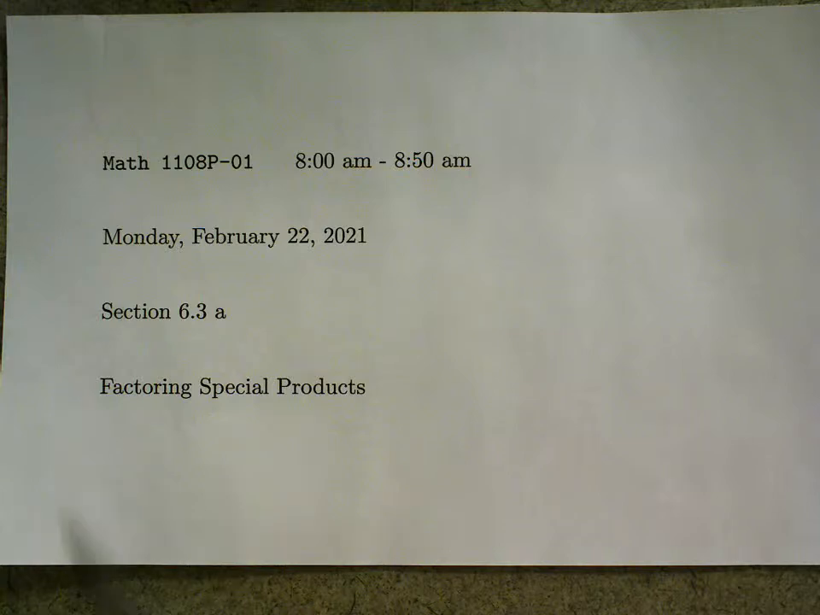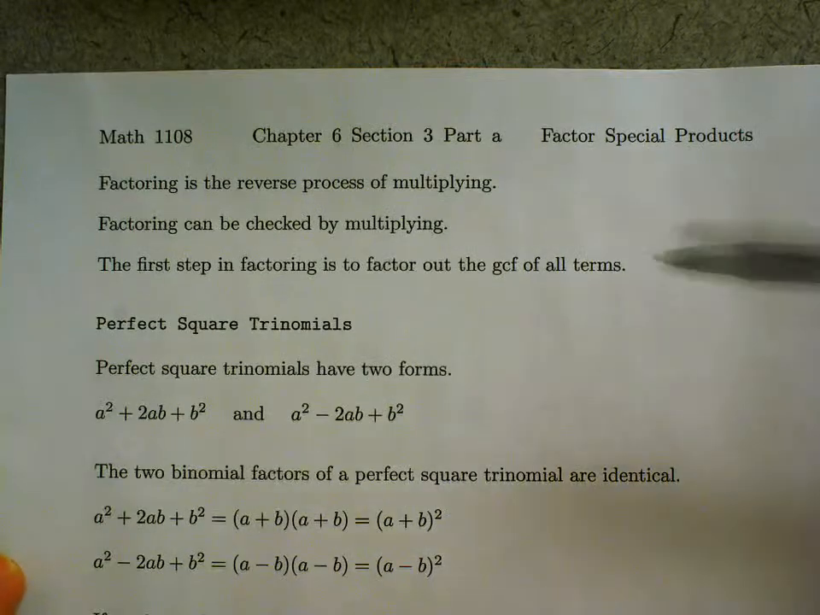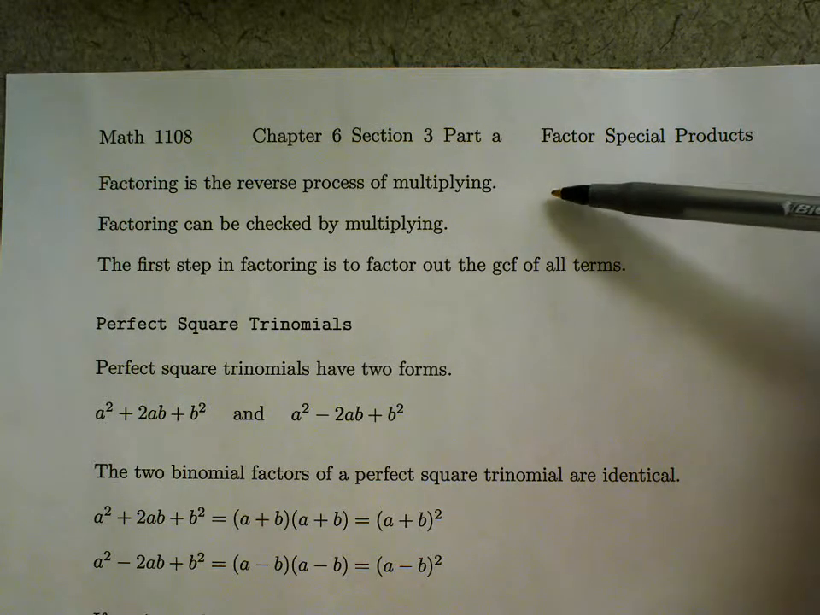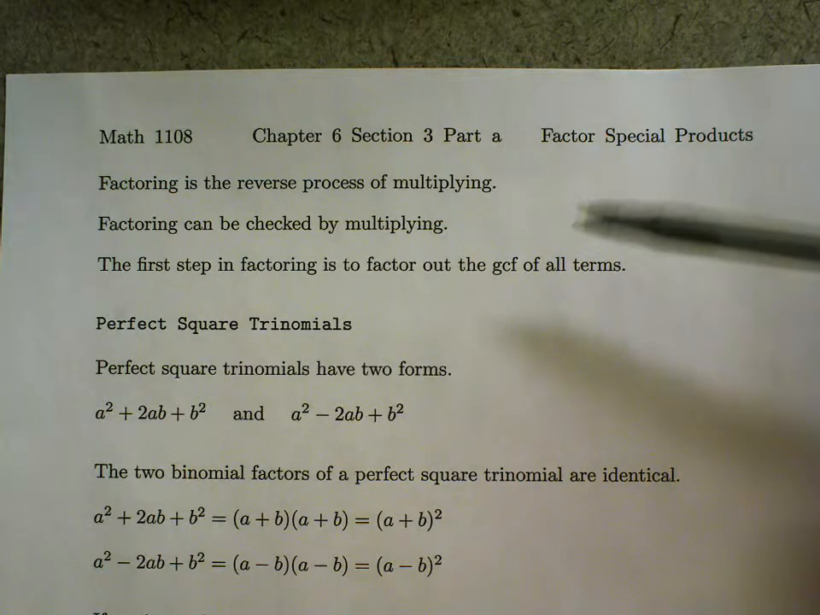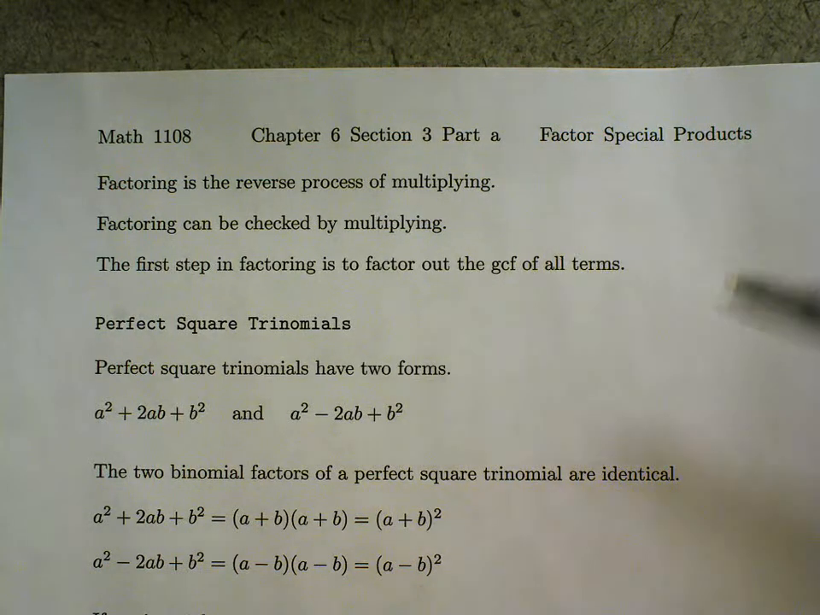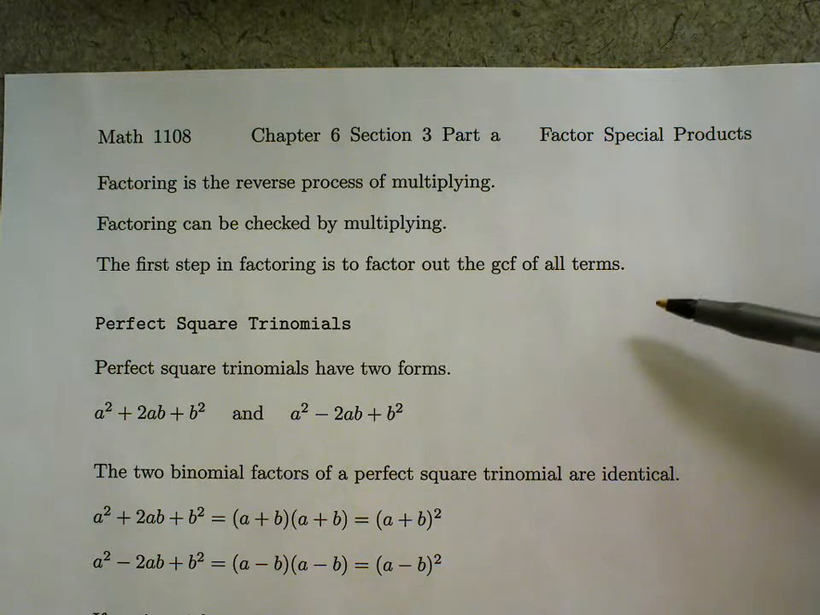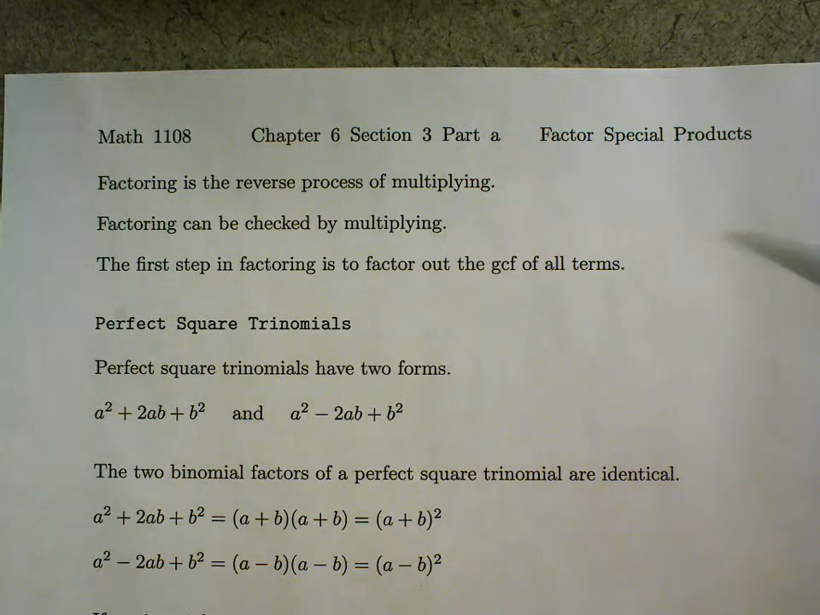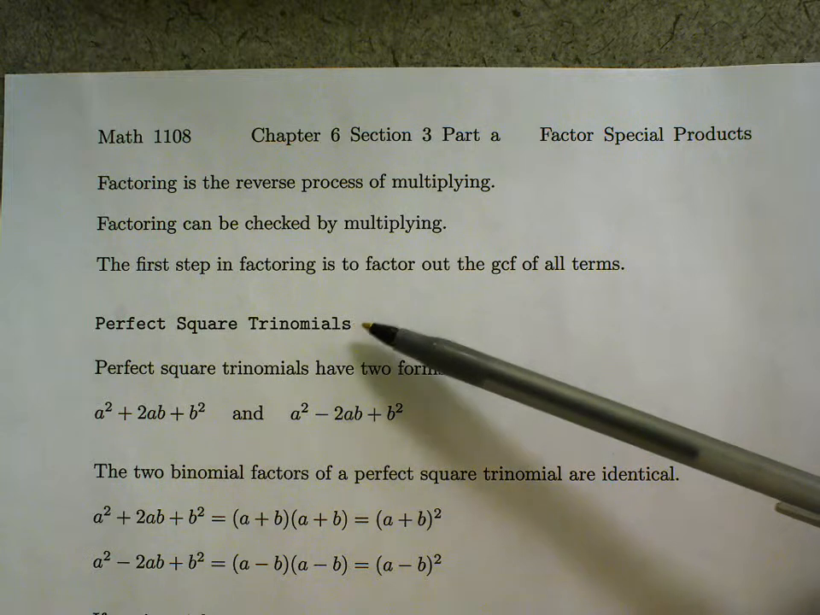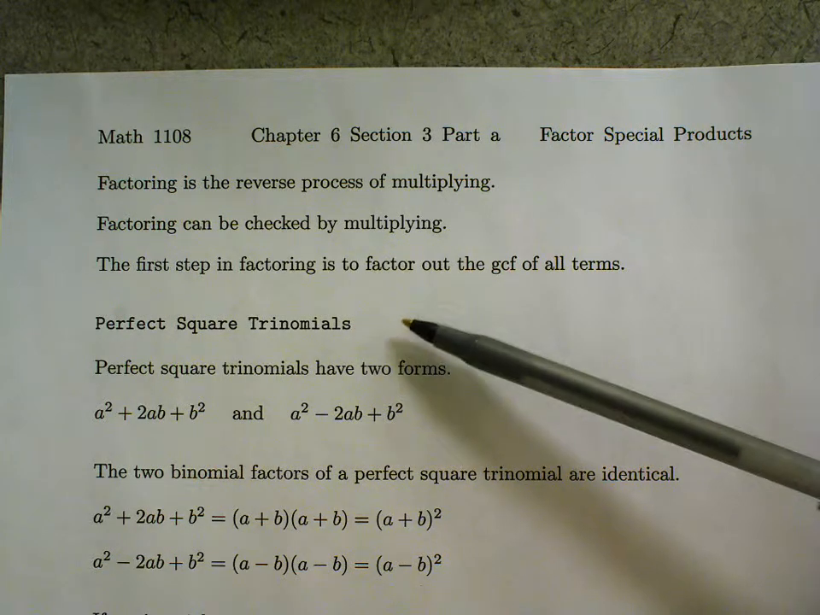Today we'll be in section 6.3 in the first part of factoring special products. So remember, factoring is the reverse process of multiplying, and you can check your factoring by multiplying. The first step in factoring is to factor out the greatest common factor of all of the terms. The first special product that we'll look at are called perfect square trinomials.